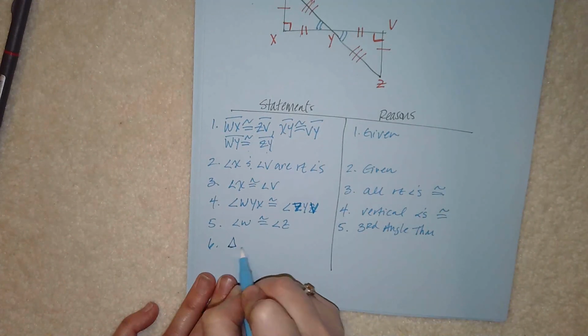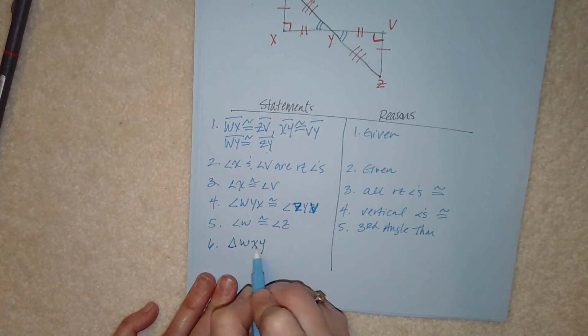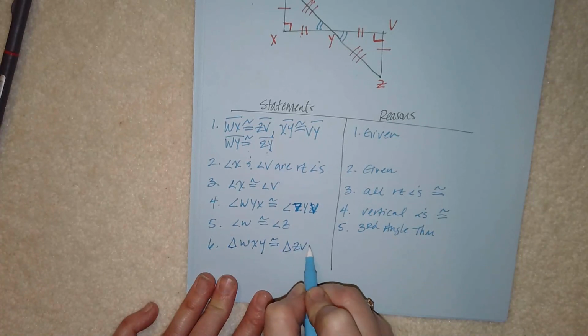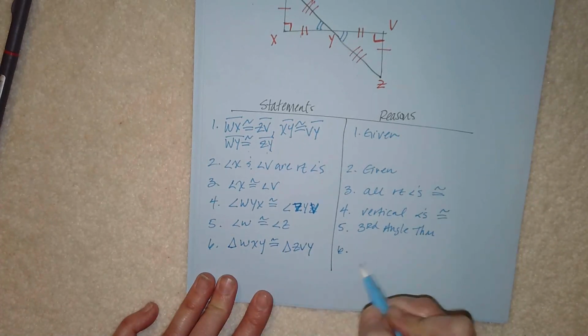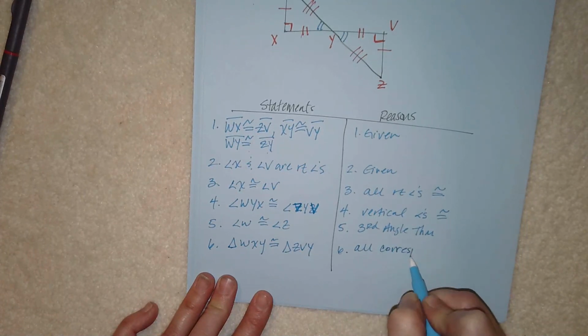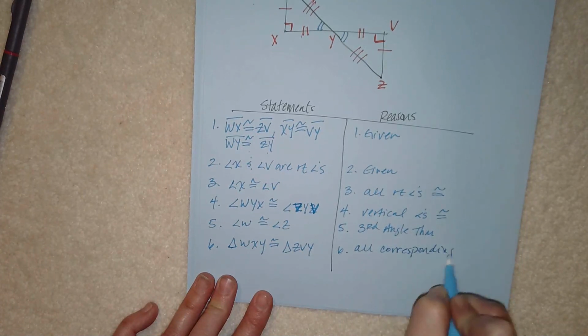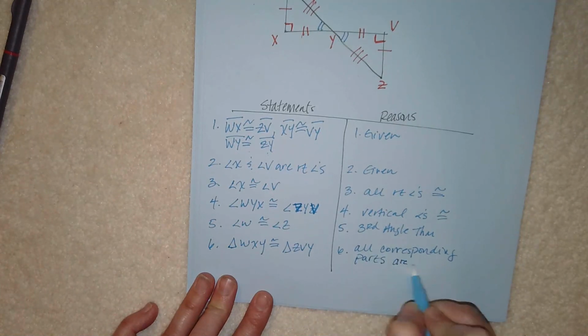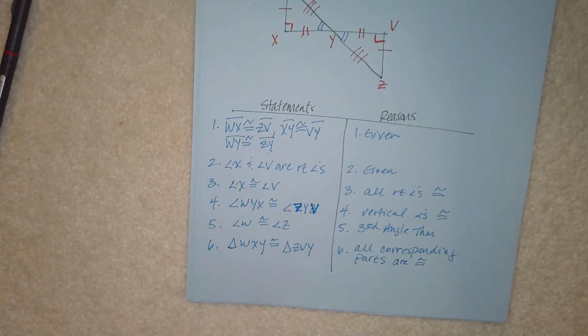We always end our proof with what we're trying to prove. So in this case, we said triangle WYX, or WXY, is congruent to triangle ZVY. And my reasoning is all corresponding parts, which means all their angles and all their sides, are congruent. So in order to prove that was congruent, I showed that all the sides were congruent and all of the angles are congruent. And so that would be a complete proof for that particular problem.